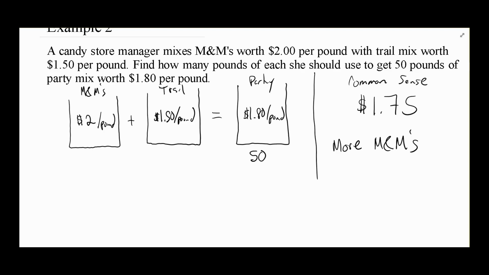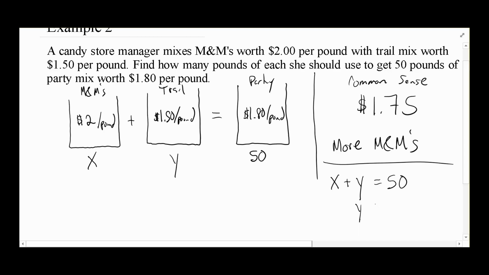We need some variables. We need to figure out how much M&Ms and how much trail mix should be added together. Now we could use two separate variables if you really wanted to. I don't really want to, so don't write this down. I'm just going to point it out. We're going to eventually be able to approach this with common sense because this was actually a problem from our prerequisite course. So if I have X pounds of M&Ms and I have Y pounds of trail mix, if I add them together, I need to get 50 pounds. So what is Y really? Y is 50 minus X.